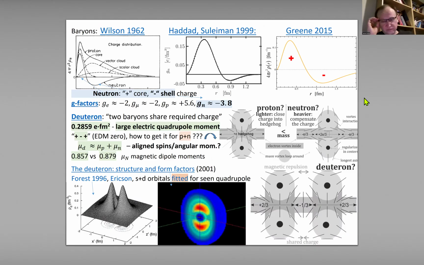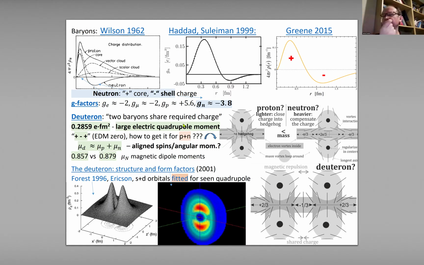Okay, so here is this positive core, negative shell. And so here proton, neutron. Let's now think about the deuteron as the simplest non-trivial nuclei. Here we have 2 baryons, which both of them have this tendency for charge. So we have plus, minus, plus. This way we can see that deuteron has to have electric quadrupole moment. Plus, minus, plus. And experimentally, indeed, deuteron turns out to have relatively large electric quadrupole moment.